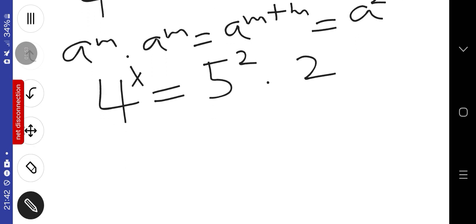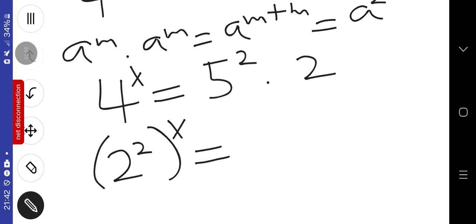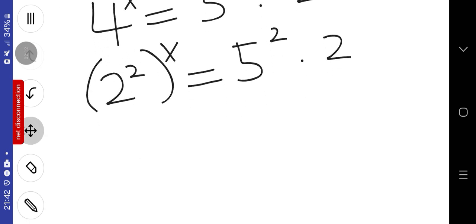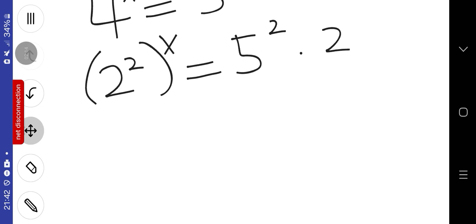Now, we know that we can write 4 as 2 exponent 2. So let's do that. 4 can be written as 2 exponent 2. Now we are going to apply another law of indices here. This is called the power of a power rule, and we are going to apply that to the left part of the equation.